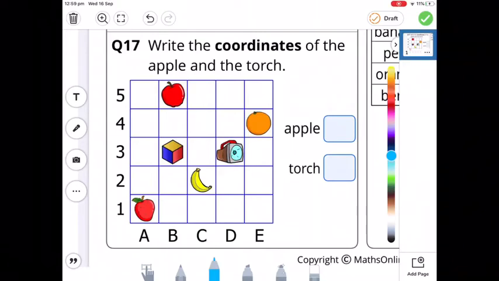Today we are learning new maths vocabulary. A new maths word that we are learning today is coordinates. So coordinates are a set of values that show an exact position.